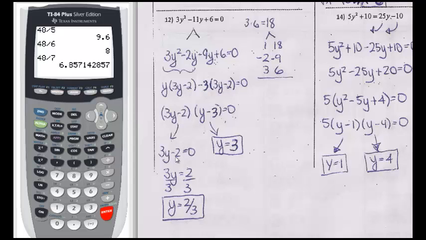Here, I wrote it out. 3y minus 2 equals 0, so I need to solve for y. Move the 2 to the other side, becomes positive. Divide both sides by 3, y equals 2/3. Okay? Alright, let's go on to problem number 13.